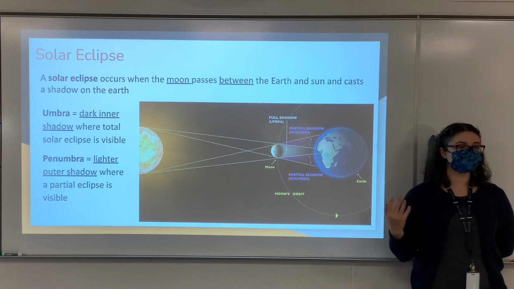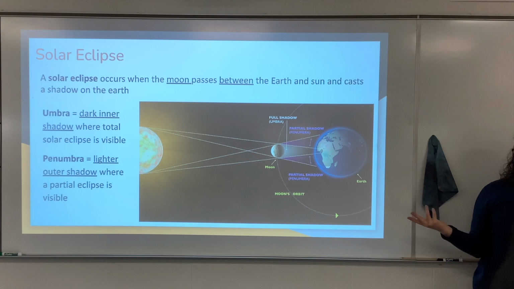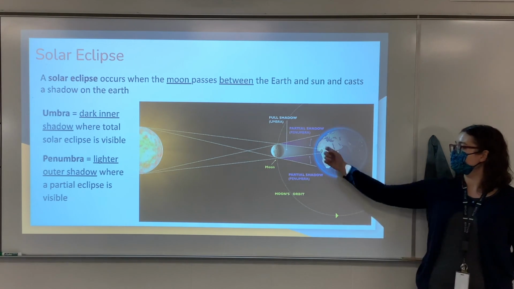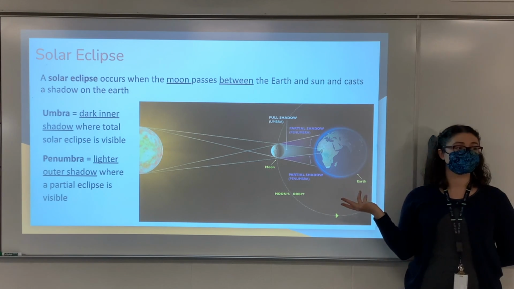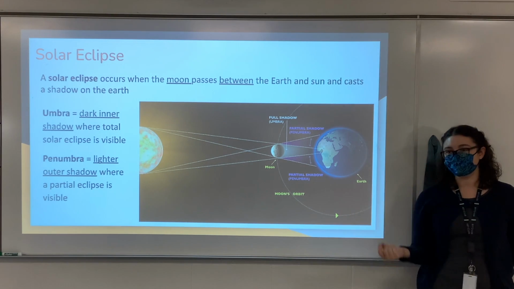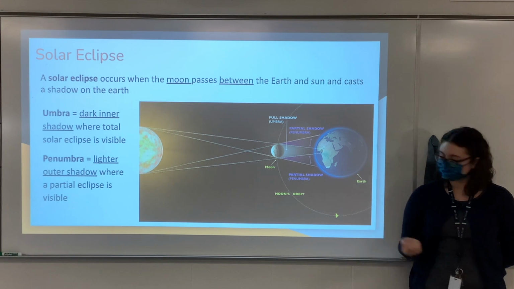Another unfortunate thing is most of the earth is water, the ocean. So a lot of times solar eclipses occur just over the ocean and they don't occur over land, which makes it even more difficult to try to observe them.